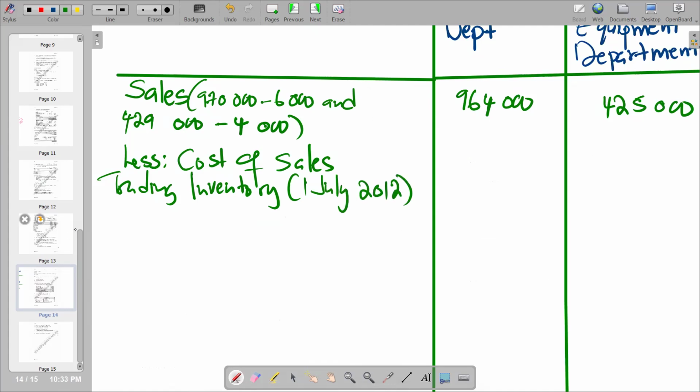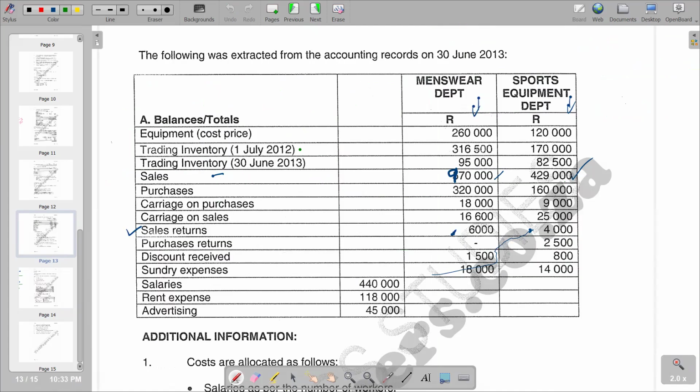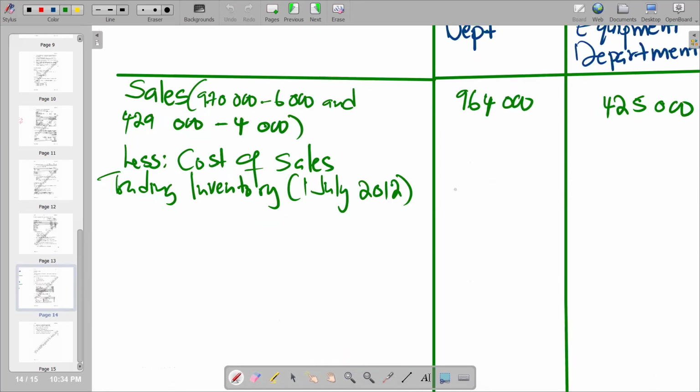So the figures that we have got are 316,500 for menswear, 170,000 for sports equipment. So we do enter them as such, whereby we are saying 360,500. The other sports equipment, we have 470,000.